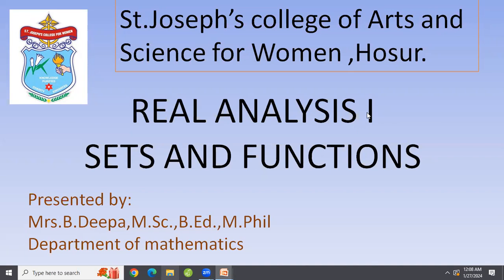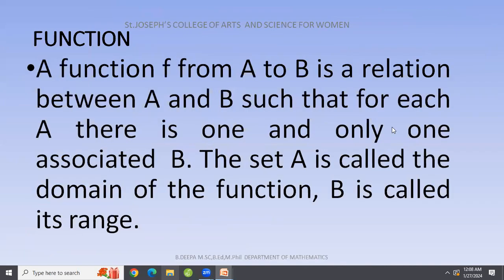Today we will see some basic concepts related to sets and functions. First one is function. A function f from A to B is a relation between A and B, such that for each A, there is one and only one associated B. The set A is called the domain of the function, and B is called its range or its codomain.